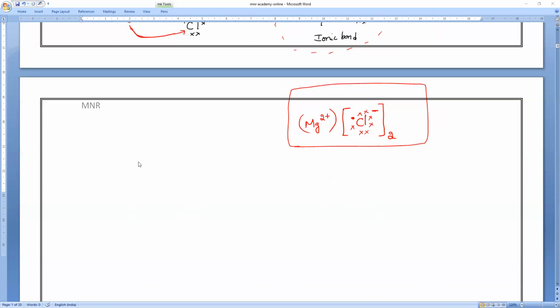Next, formation of sodium oxide. Again, girls will say, and then boys. So formation of sodium oxide. How many of you girls know the sodium oxide formula?